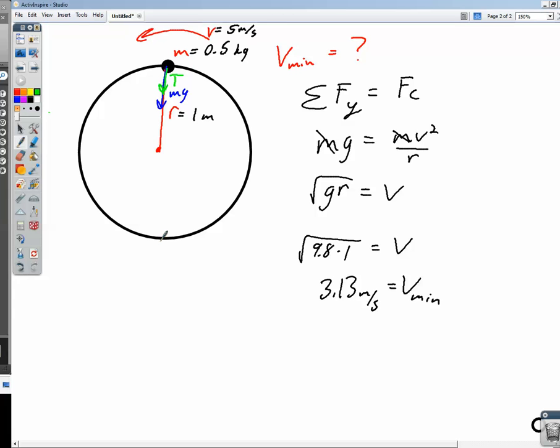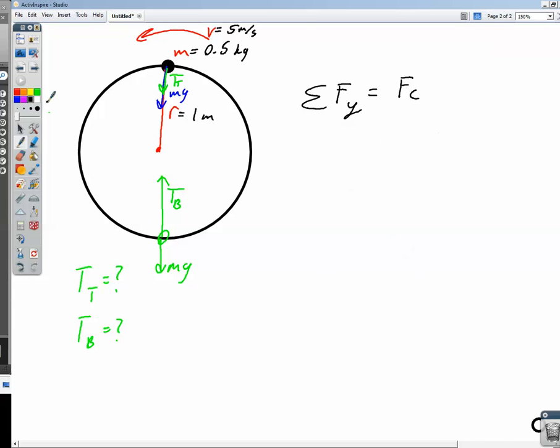And then maybe we also want to compare the tensional force to when the ball is at the bottom of its swing. We know that it's going to be larger than it was at the top. So let's find the tension at the top and the tension at the bottom. Okay, so T at the top is equal to question mark, and T at the bottom is also equal to some unknown. Let's use a little bit of a magic eraser here and set up for this problem.